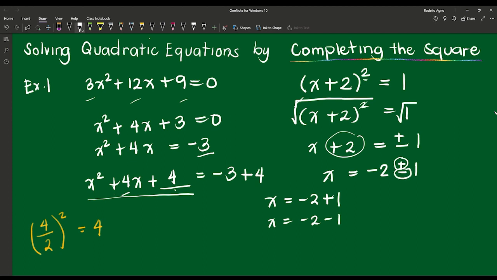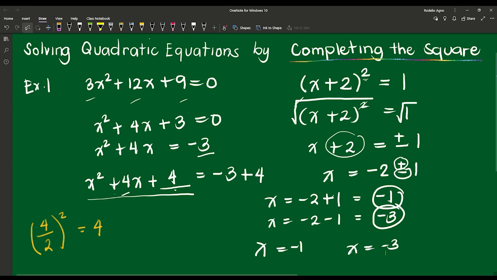So, ano ang mga roots natin? So, we will have x equals negative 1, kasi negative 2 plus 1, tsaka isang negative 2 minus 1, which is negative 3. So, ito ang ating solutions. X equals negative 1 and x equals negative 3. Tingnan natin sa checking kung tama ang ating ginawa.